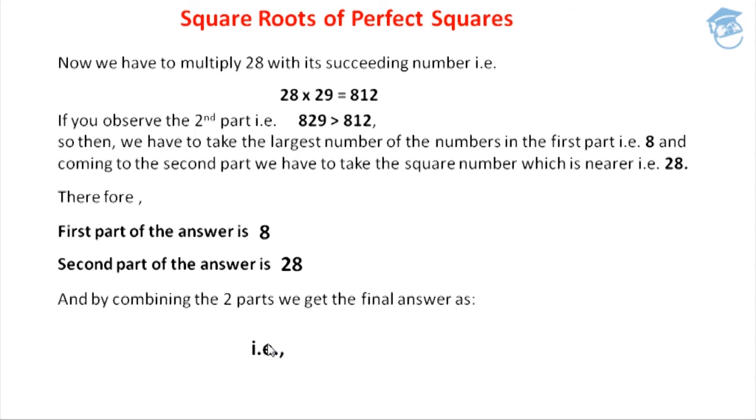By combining these two parts, that is the second part with the first part, we get the final answer: the square root of 82,944 is equal to 288. So friends, this is the way we can use the shortcut in Vedic mathematics in finding the square roots of perfect squares. I hope you have enjoyed it and understood how to use this shortcut for bigger numbers.